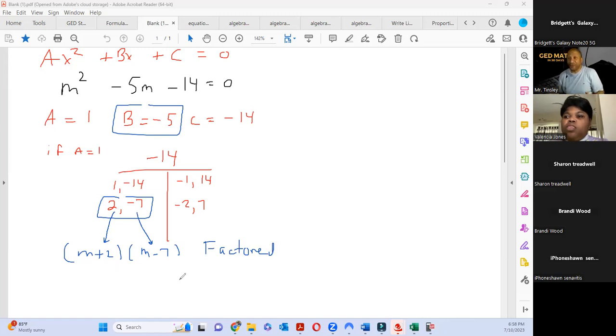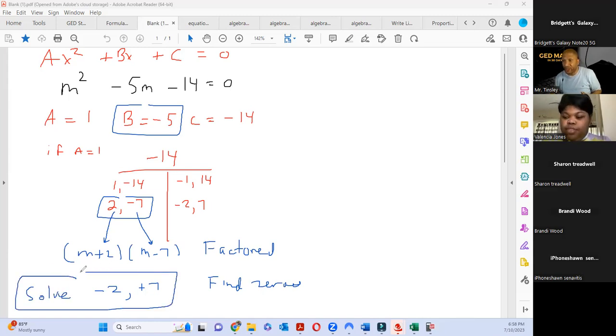To solve it, we must find the zeros. So what values of m would make this 0? The opposite of +2 is what? -2. The opposite of -7 is what? +7. So if they ask you to solve this quadratic equation, your answer is -2 and 7. If they ask you to factor this quadratic equation, it's m plus 2 times m minus 7. Got me? Yes.